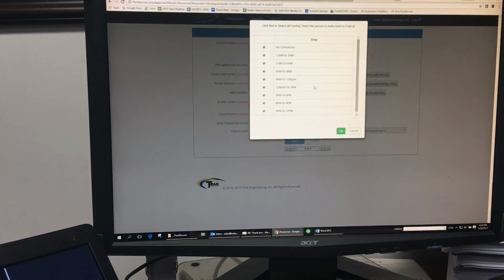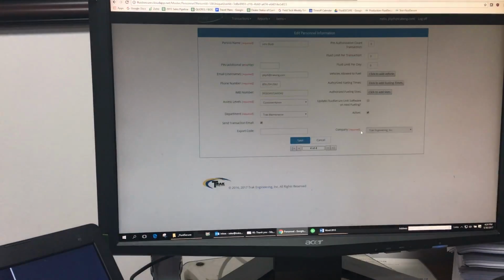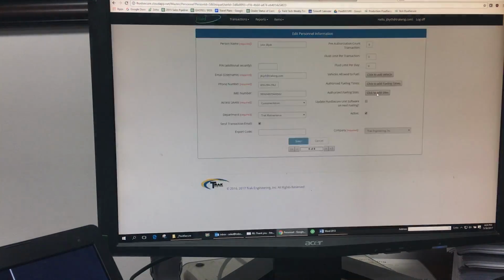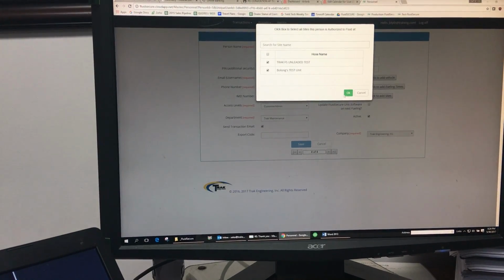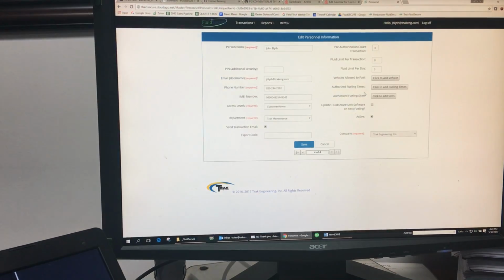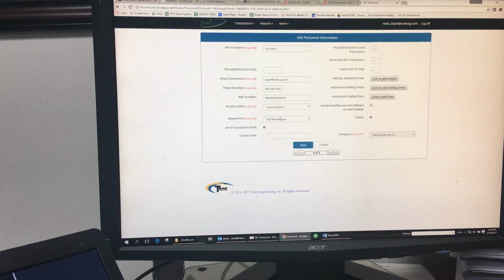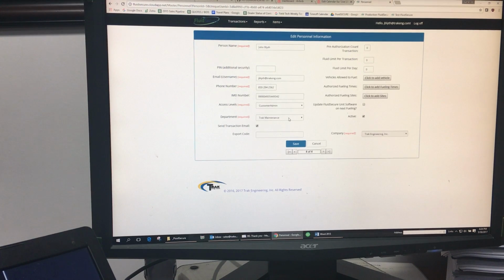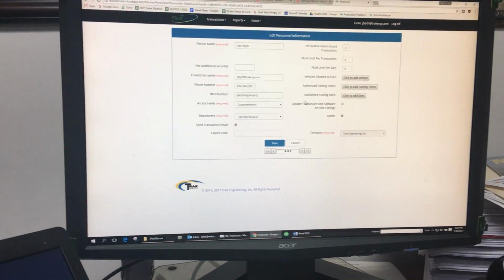The fueling times that I'm allowed to fuel at, very similar to the vehicle and the site. Click to add the fuel sites. These are the fuel sites this vehicle is allowed to fuel at. You click one or more of them. Which company I belong to, Trak Engineering in this case, which department I'm in, Trak maintenance, and a whole bunch of other things you can set, fuel limitations, etc.